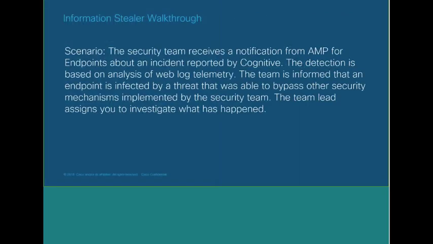So here's the scenario. The security team gets a notification from AMP, and for endpoints specifically, about an incident that was reported by Cognitive. If you recall from our menu, Cognitive does machine learning-based analysis of web log data. The team is informed that an endpoint is infected by a threat because we've seen communication artifacts that identify that threat. So the threat is active now. It's been able to bypass all the other security mechanisms that we have deployed. And so it's your job to find out how did this happen and what is it that's happening.